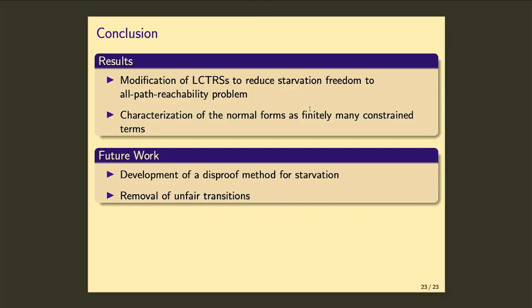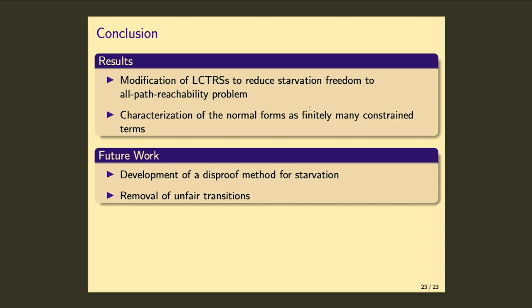Then the conclusion, we have two results. First, a modification of LCDRS to reduce starvation freedom to the all-path reachability problem. And second is a characterization of the normal forms as finitely many constraint terms. And we have two future works. One is the development of a disproof method. I said if the APR problem is not valid, we cannot say that starvation happens. We can only say maybe it happens. So we have to develop a disproof method for starvation.